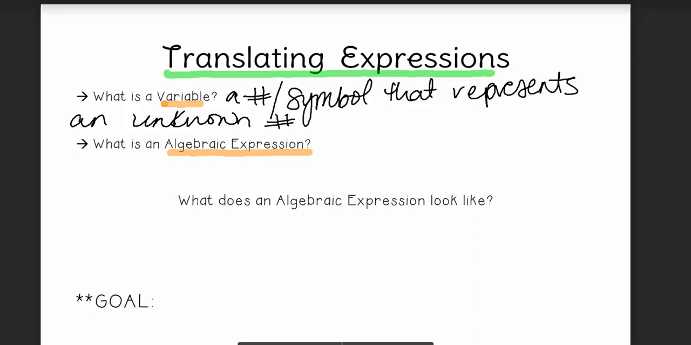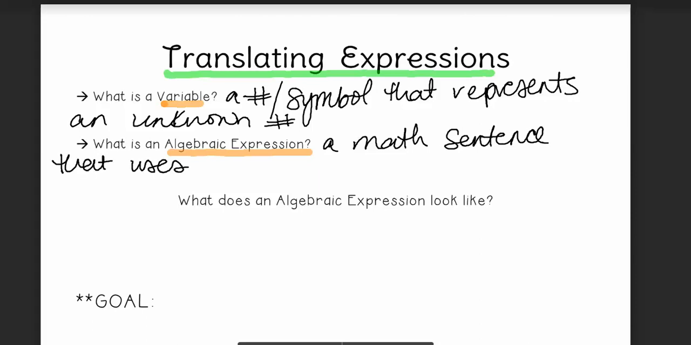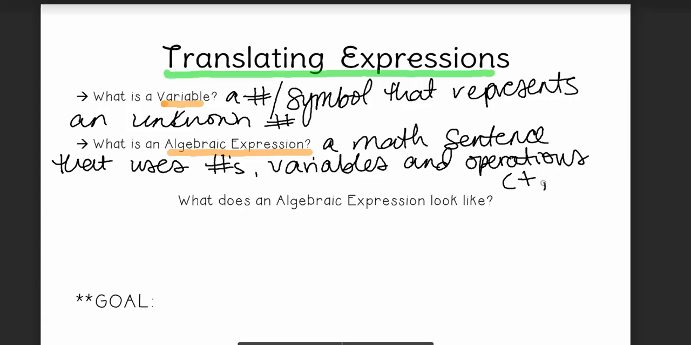So in math, a lot of times we talk about what it means to be an algebraic expression. An algebraic expression is a math sentence that uses numbers, variables, and operations. And in math, an operation would be one of these main symbols. So addition, subtraction, multiplication, or division, those are the main operations. We can use other operations, but those are the main famous ones.